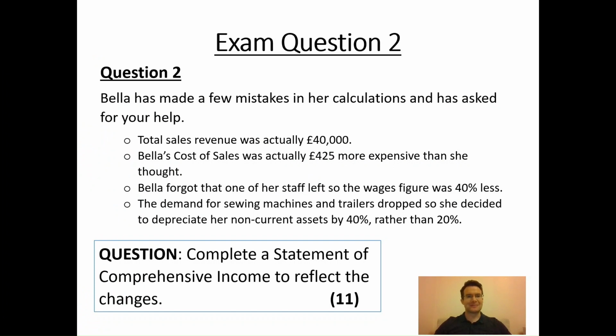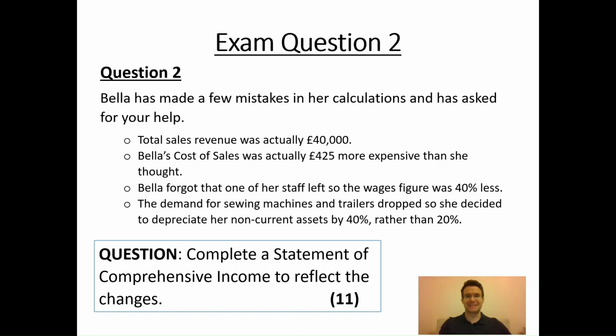So, in order to go even further with your calculations, I've put a second exam question on the screen, which helps to extend your learning in this area. So, she's made a few mistakes in her calculation and has once again asked for your help to create her statement of comprehensive income. There's a few changes to the figures, however, so take what you had before and utilize these changes in your answer. Let's have a look at it in just a second. You may wish to pause the video at this point.